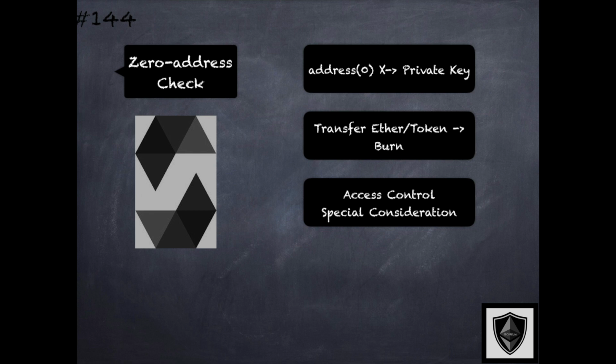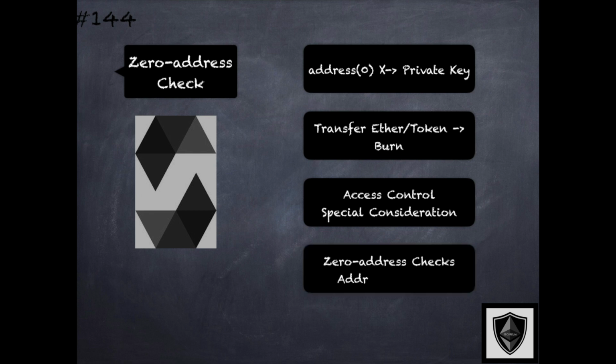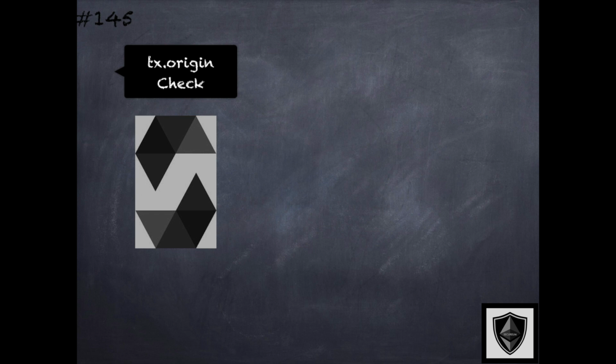Similarly, setting access control roles within the context of smart contracts to the zero address will also not work because transactions cannot be signed with the private key of the zero address because nobody knows the private key of this zero address. Therefore, zero addresses should be treated with a lot of extra care within smart contracts, and from a security perspective, zero address checks should be implemented for all address parameters, specifically for those that are user supplied in external or public functions.